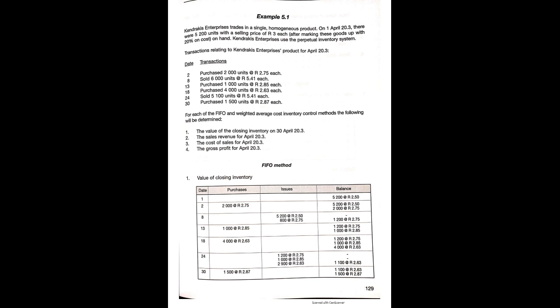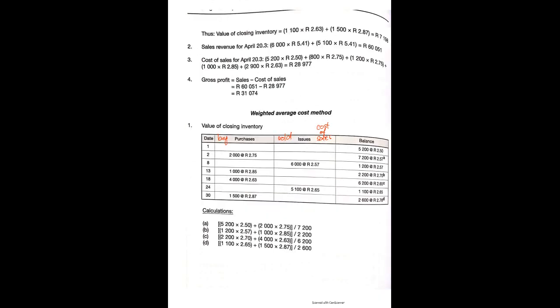So at the top in that initial paragraph, they said on the 1st of April, there were those 5,200 units available with a selling price of 3 Rand. We worked out the cost of that by saying 3 times 100 over 120, and that told us the cost was 2 Rand 50. So again, on the 1st of the month, you'll record that exactly the same way. Date, it doesn't go under purchases or issues because it's just an opening balance. In the balance column, you'll have 5,200 units at 2 Rand 50 each.